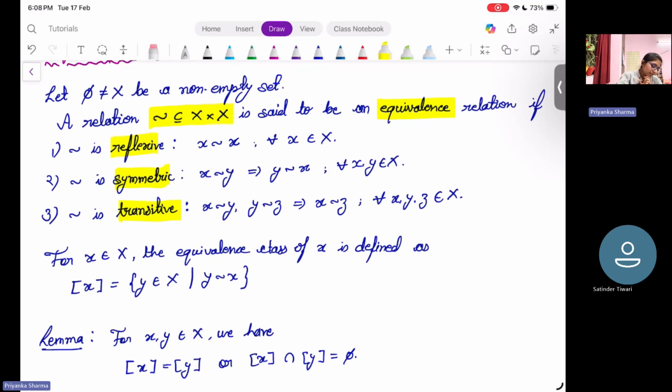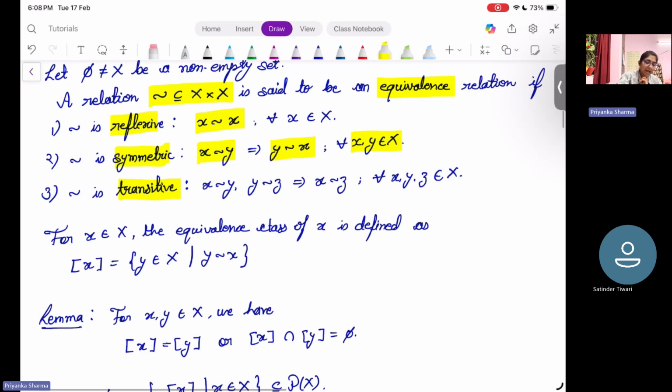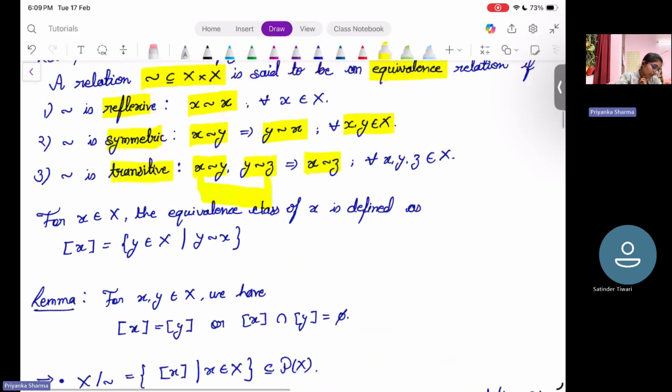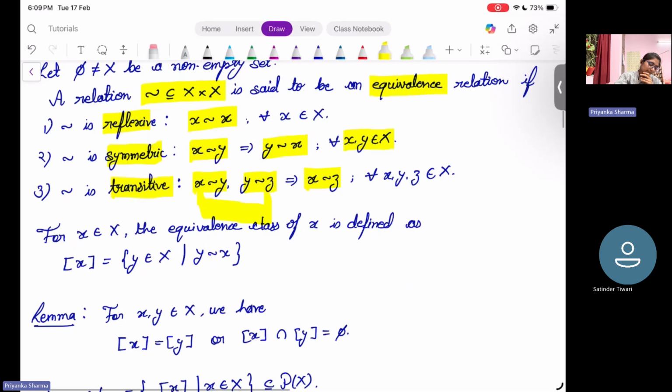Now, what are these? If every element of X is related to itself, then the relation is reflexive. If for every pair x and y in X, whenever x is related to y we get y is related to x, then it is symmetric. And for transitive, whenever x is related to y and y is related to z, we have x is related to z. So a relation on a set which is reflexive, symmetric, and transitive is an equivalence relation.